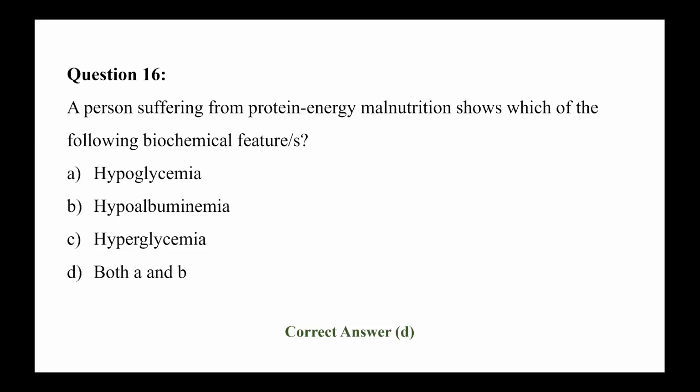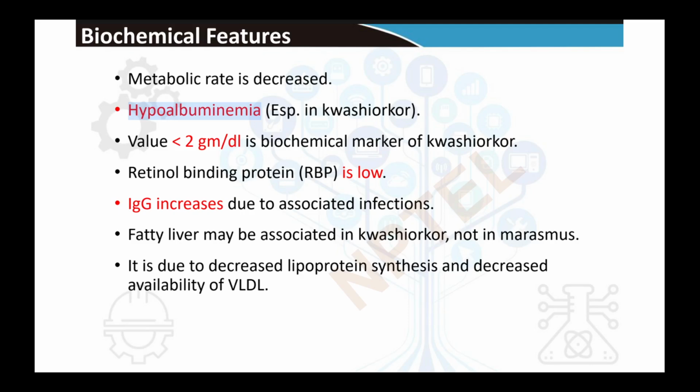So during protein energy malnutrition, multiple biochemical features are present. The metabolic rate is decreased. Hypoalbuminemia is seen, especially during kwashiorkor. Retinol binding protein is very low. IgG increases due to associated infection.